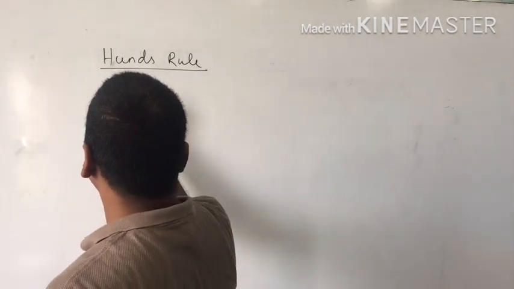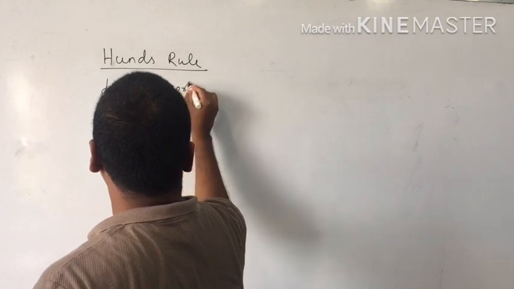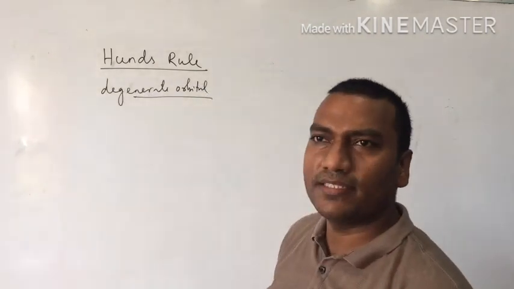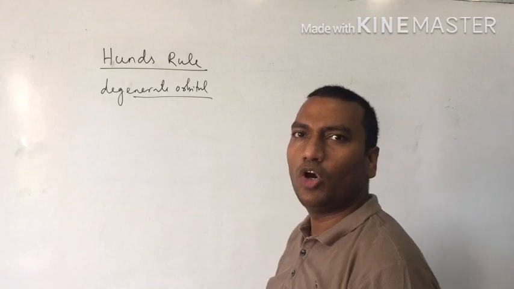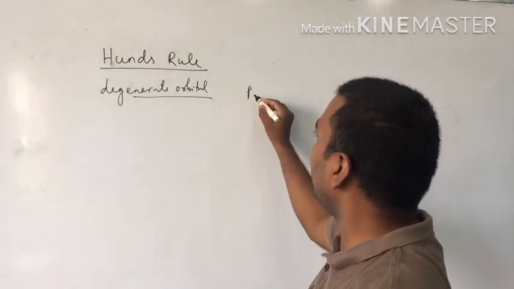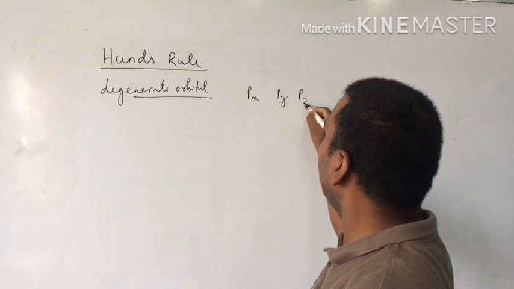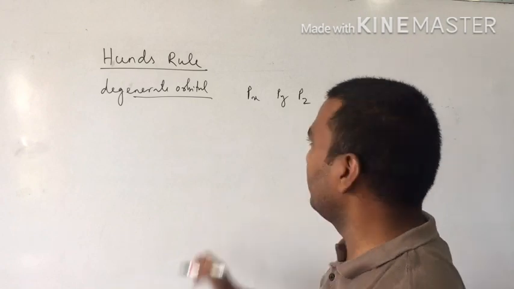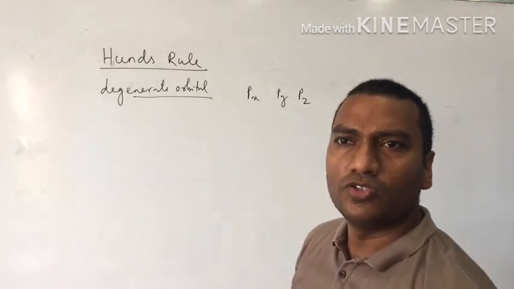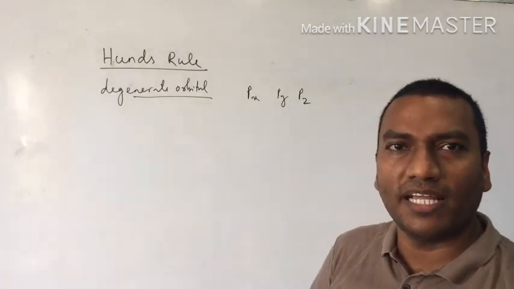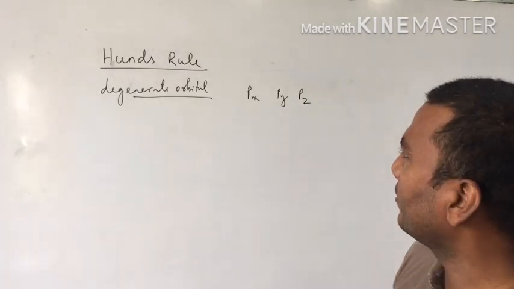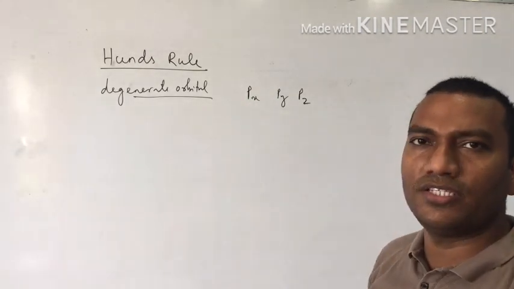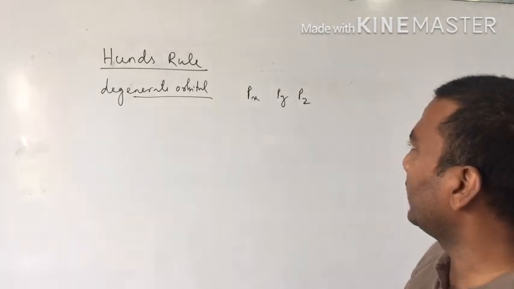Sir, what do you mean by degenerate orbital? Orbitals having the same energy are called degenerate orbitals. So p has a total of how many orbitals? Px, Py and Pz. These three orbitals have equal energy, hence they are called degenerate. Similarly, d has how many orbitals? Five. So the d subshell has 5 orbitals, and these 5 orbitals are called degenerate orbitals. Clear?